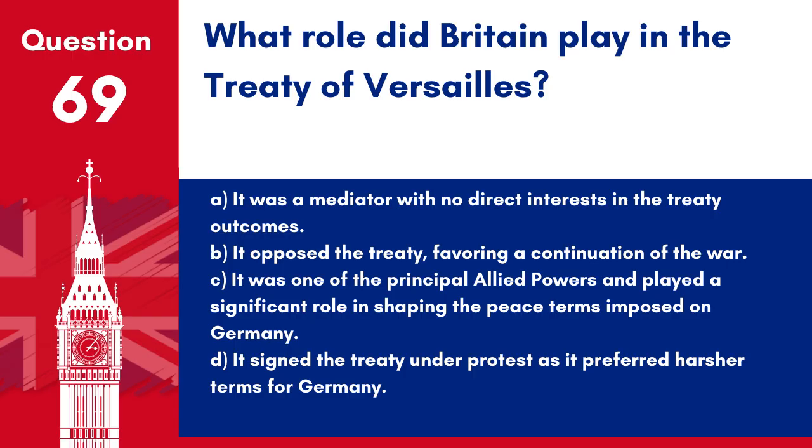A. It was a mediator with no direct interests in the treaty outcomes. B. It opposed the treaty, favouring a continuation of the war. C. It was one of the principal Allied powers and played a significant role in shaping the peace terms imposed on Germany. D. It signed the treaty under protest as it preferred harsher terms for Germany.